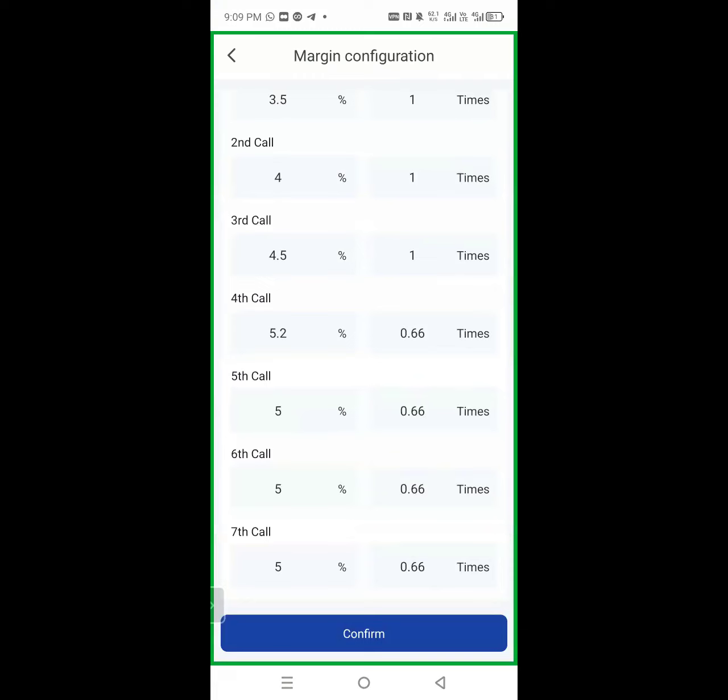We said from margin 4, margin 5, margin 6, margin 7, we want the robot to use $10 to buy. That was how we did. We got 0.66 because 0.66 times 15, which is our first buy, will give us $10.